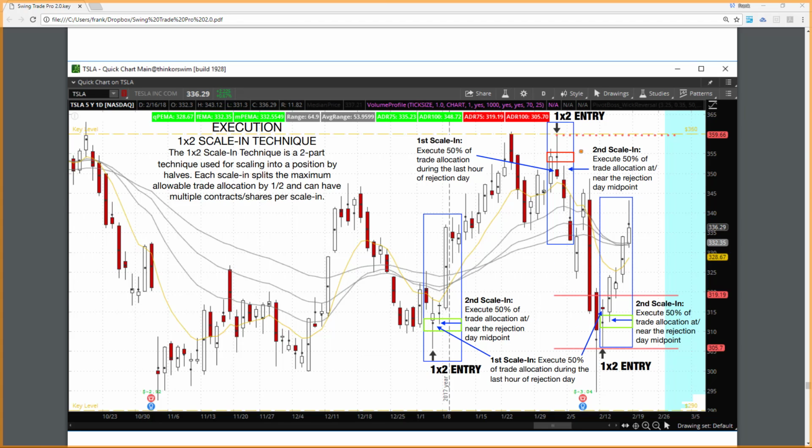And again, anytime you have a significant rejection day, you always have the option to get in at the end of the day, at least some sort of size, so that you are positioned. And then if price were to pull back toward your midpoint of the rejection day or toward that absorption zone, you can add exposure at that time.